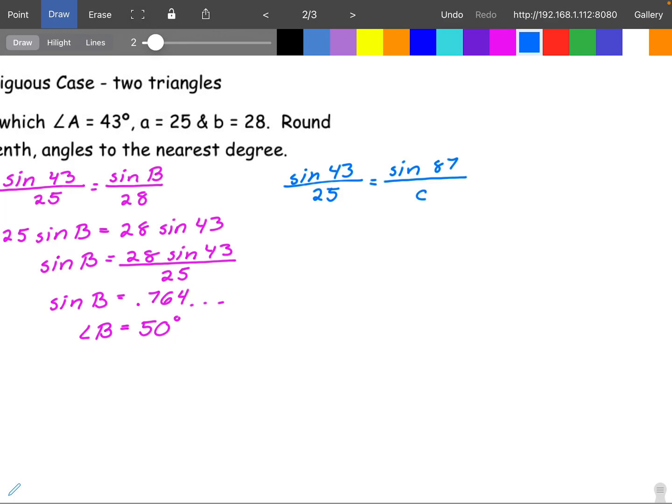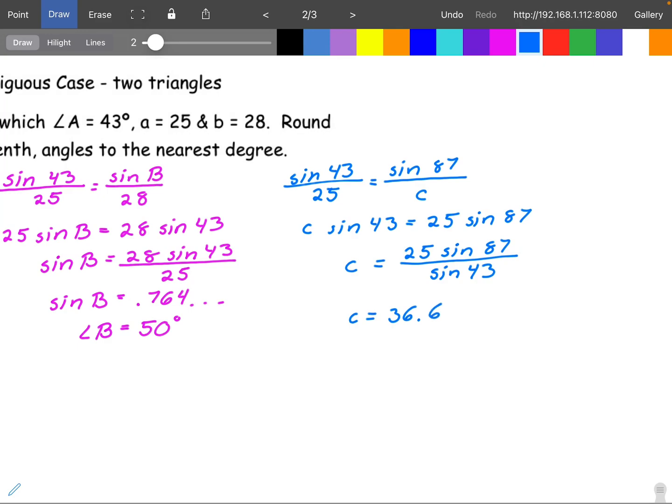So then we're going to cross multiply and divide. So we do c times sine 43 equals 25 times sine 87. Then we divide. We want c by itself, which means we have to divide by sine 43. So we have 25 times sine 87 divided by sine 43. And now, this is not an angle, it's a side length, so you're just going to type it in and be done. So type in the numerator, hit enter, divide by sine 43, hit enter, and we should find that little c is, after rounding, 36.6.